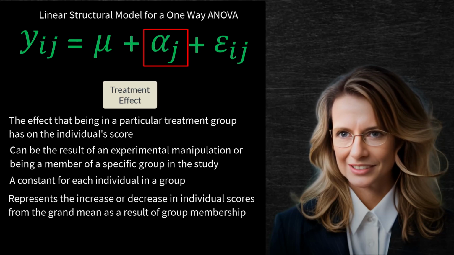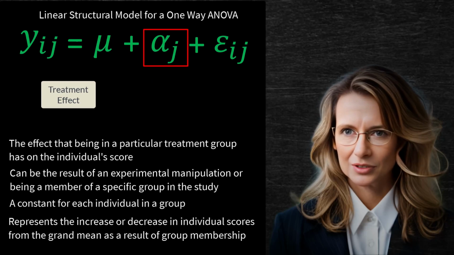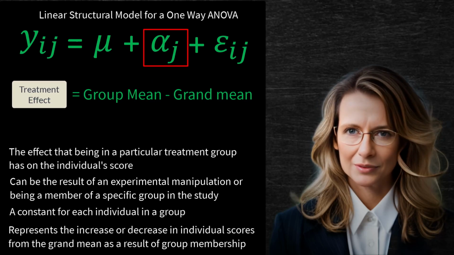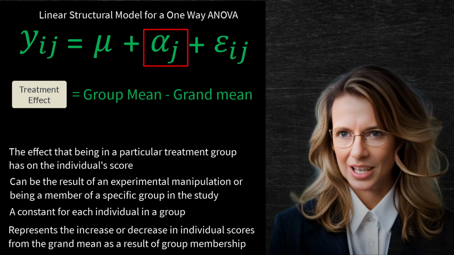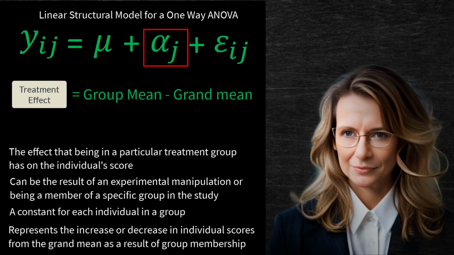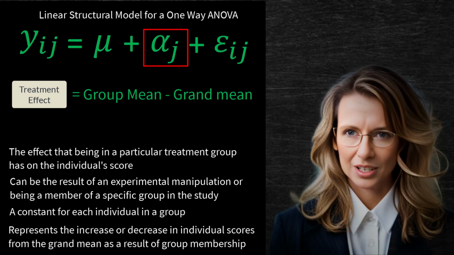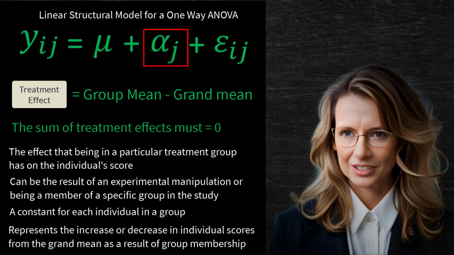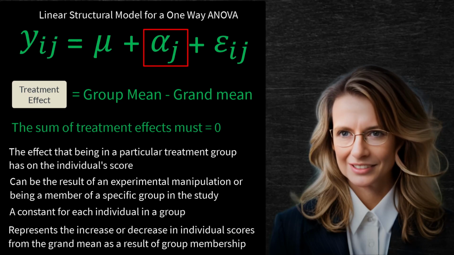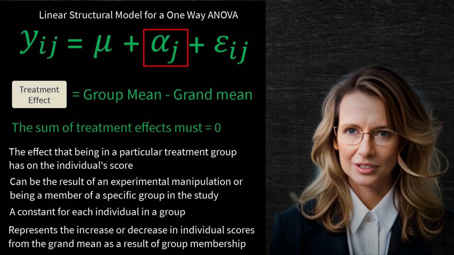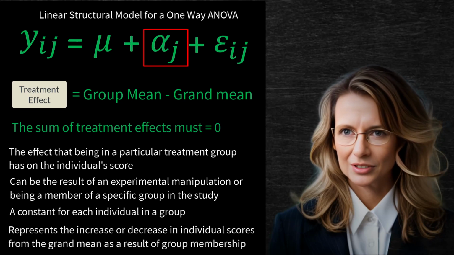In a population, it is defined as the difference between the group mean for a specific group, alpha sub j, and the grand mean, mu. Because it is defined as a deviation score from the grand mean, that is, the numerical difference between the group mean and the grand mean, the sum of the treatment effects for all the conditions in the study will always be zero. This is actually a requirement or constraint in order for the mathematics behind ANOVA to work.